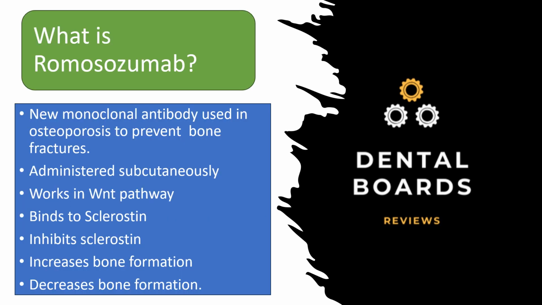So what is romosozumab? It is a new monoclonal antibody used in osteoporosis to prevent bone fractures. It is administered subcutaneously, just like Prolia and Xgeva, and it binds and inhibits sclerostin, and therefore increases bone formation and decreases bone resorption.